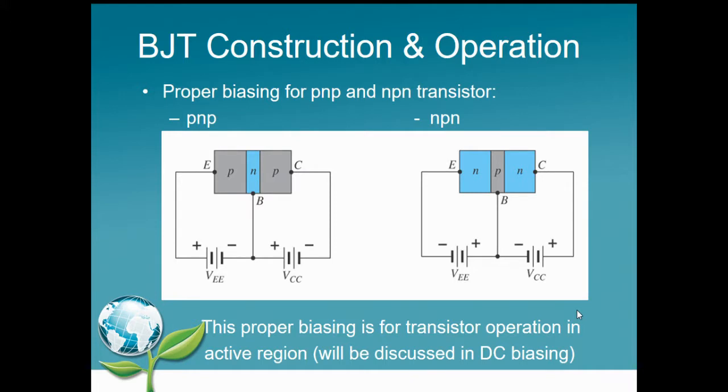I want to continue with BJT construction and operation. This is a proper biasing for PNP and NPN transistor. The first one is for PNP and the second one is for NPN.